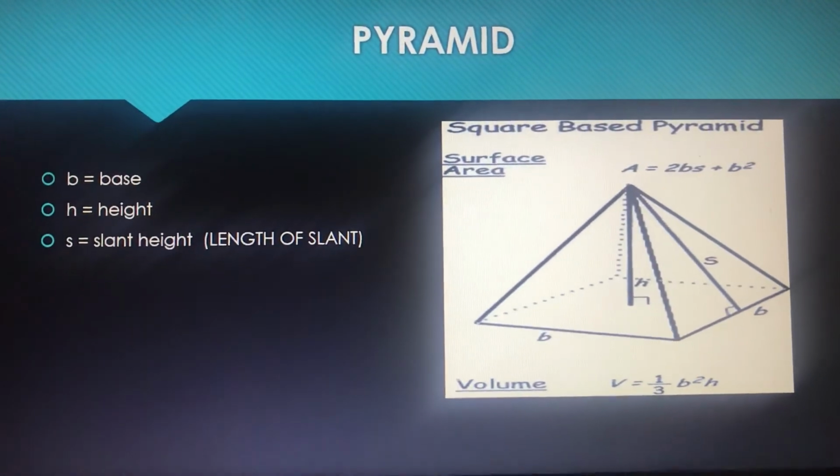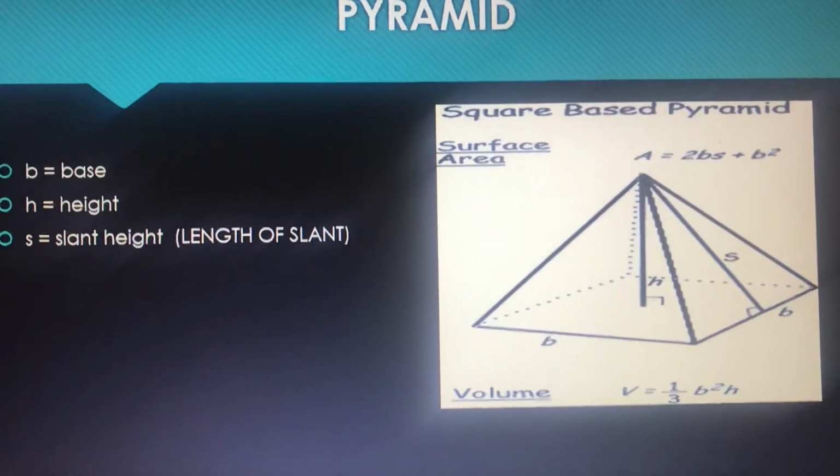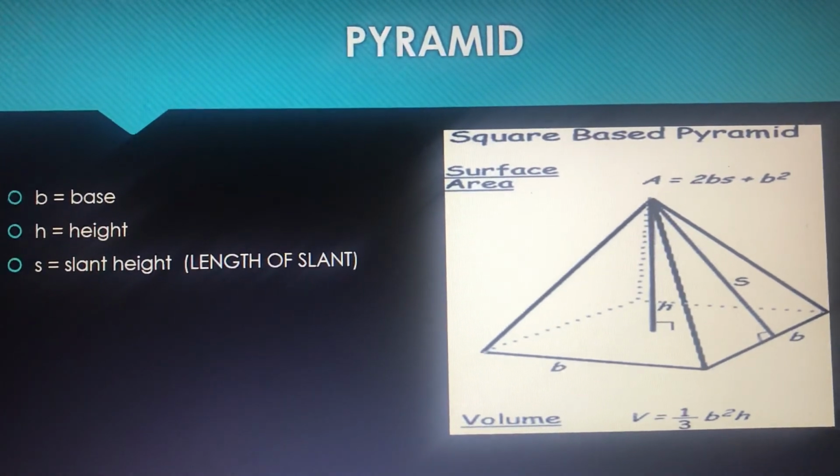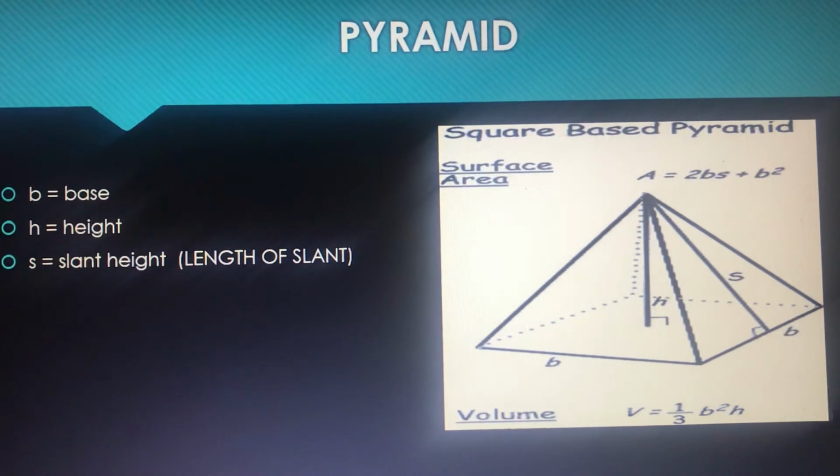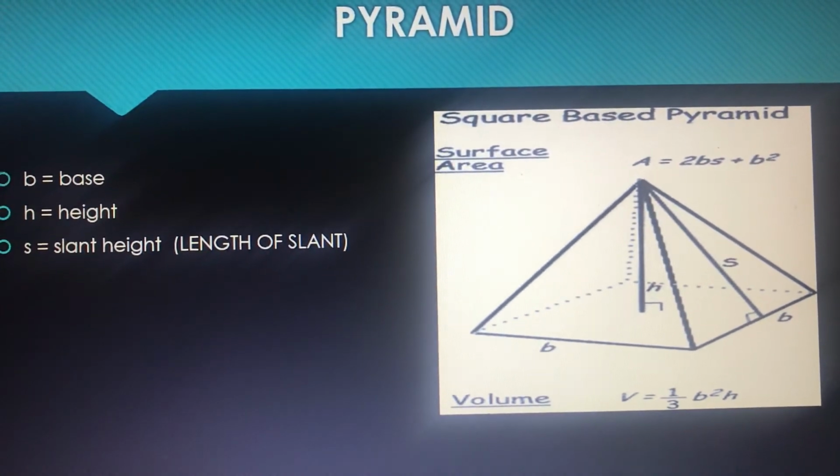Okay, last object. We have the pyramid. For the surface area, the formula is A equals 2 times B times S plus B squared. And the volume is 1/3 times B squared times H.